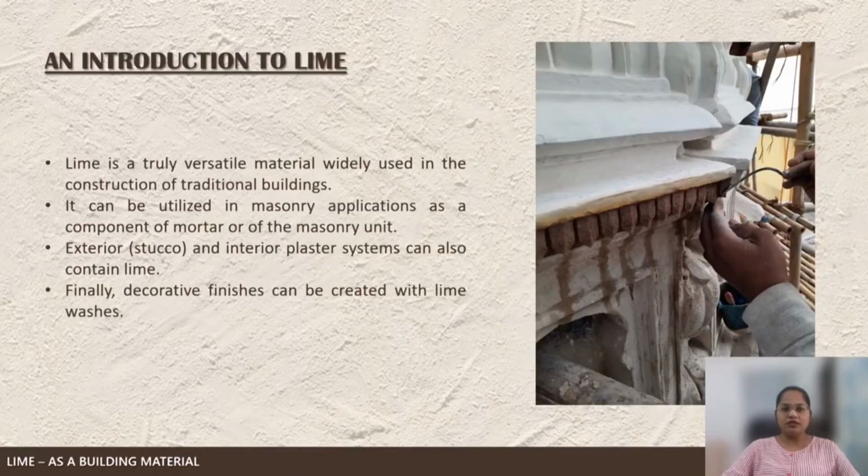Lime has been used as a building material for centuries and has been explored extensively in different parts of the country. There are a variety of techniques associated with lime, each developed thoroughly by generations of artisans, and it has a wide range of applications as a masonry mortar, plaster, tile bedding, and waterproofing. Exterior stucco and interior plaster systems can also contain lime. And finally, decorative finishes can be created with lime washes, and its advantages are multifold.